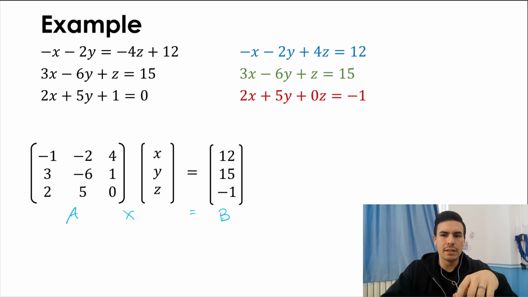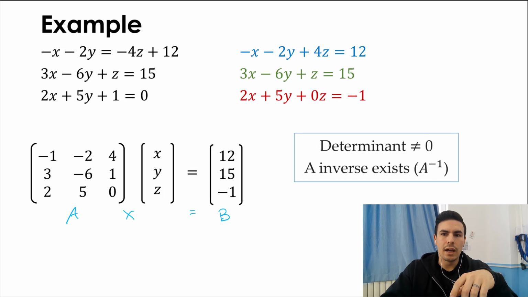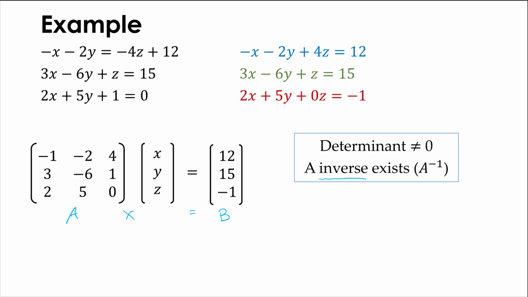So I know that if I find the determinant of my coefficient matrix, my matrix A, and that determinant is not equal to 0, then A inverse exists. It looks like this, A to the -1, how we've been seeing it. And I know if A inverse exists, then I can solve this system of equations by saying X is equal to the inverse of A times B. Again, B being our constants matrix here of 12, 15, and -1.